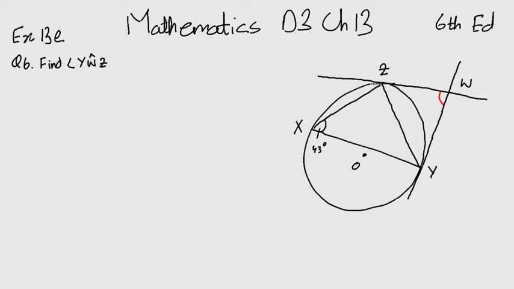Let's join the center of the circle O with Z and Y. From this we can gauge some valuable information. First of all, YOZ is twice YXZ. This is because the angle subtended at the center is twice the angle subtended at the circumference of the circle. You can see that Y and Z are common to both angles.